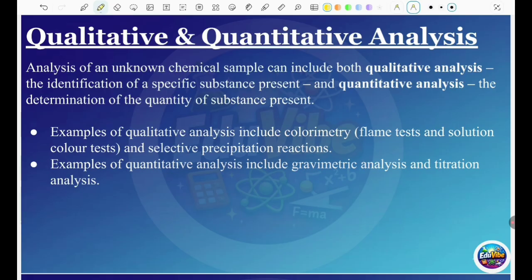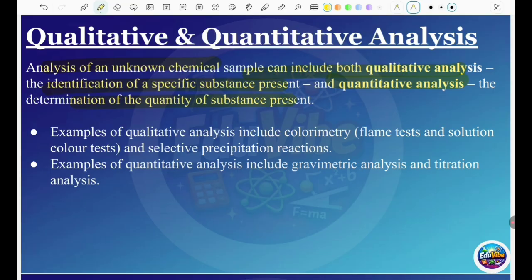The analysis of an unknown chemical sample can include qualitative analysis. Qualitative analysis is the identification of a specific substance which is present. And quantitative analysis is the determination of the quantity of a substance, basically determining the quantity of the substance which is present in an unknown sample.